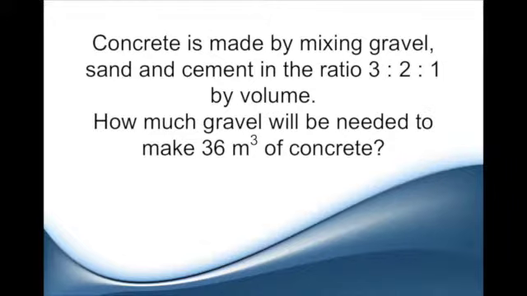So the first problem: concrete is made by mixing gravel, sand and cement in the ratio of 3:2:1 by volume. Now that's crucial there, by volume, by meters cubed. How much gravel will be needed to make 36 meters cubed of concrete? So we've got 36 meters cubed divided into this ratio, and we're trying to find out how much this part of the ratio will be needed.